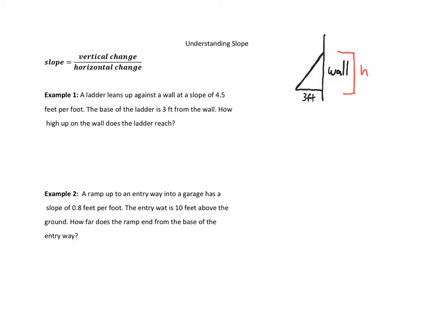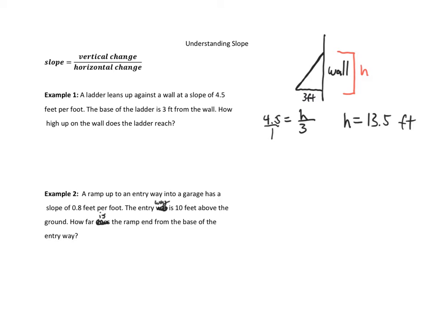What we want to determine is this height. If we know slope equals vertical change over horizontal change, and we know our slope, then 4.5 equals the height divided by 3. Now we want to solve this equation for h. I could think of 4.5 as being over 1, and if we cross multiply, 1 times h is h, and 4.5 times 3 is 13.5. Since it's feet per foot, this must be 13.5 feet.